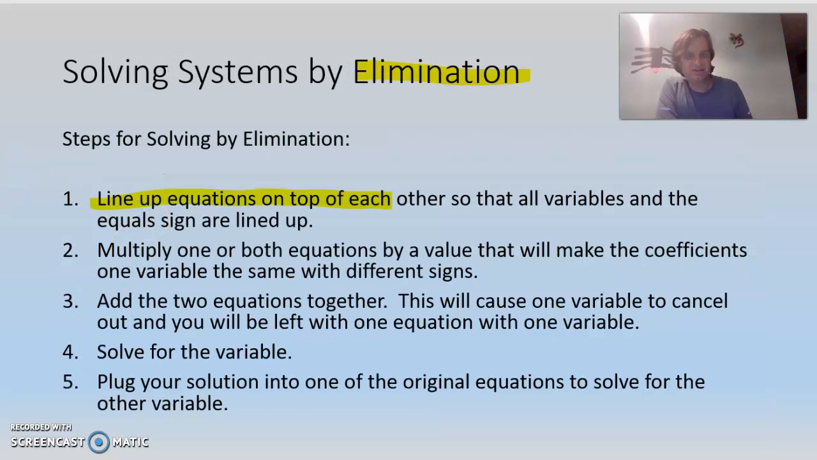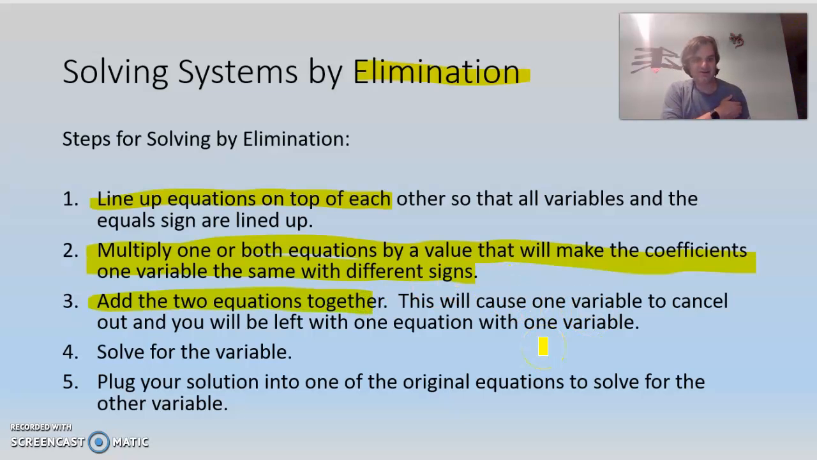Then the tricky part here is we're going to multiply one or both equations by a value that makes the coefficient of one variable the same with different signs. So let's put that with step 3. Then we're going to add the two equations together to cause one of the variables to cancel out. So let me show you what I mean there briefly.